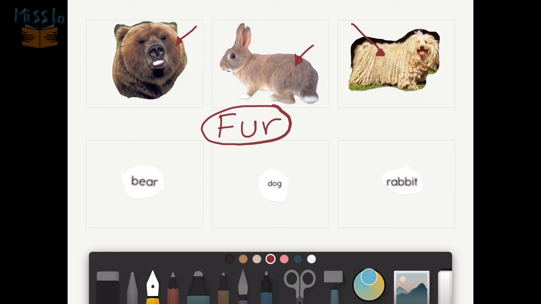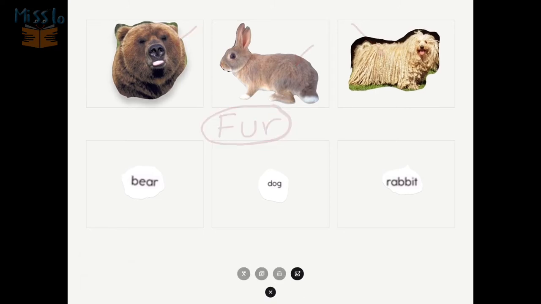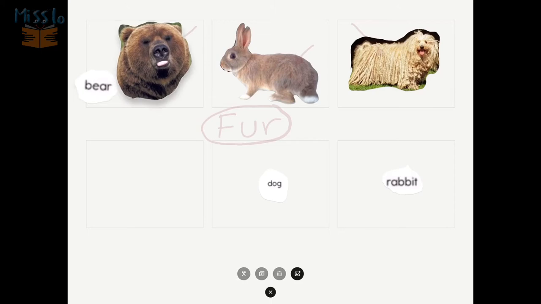All right? And what animals have fur, for example? What is this animal? A bear. The rabbit has fur, and the dog has fur. Okay, so let's find the words that match with the picture. What does it say there? Bear. So this one goes right here with the bear. That's right, bear with bear.